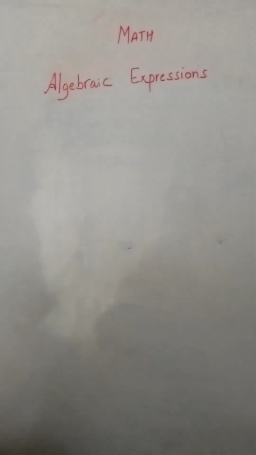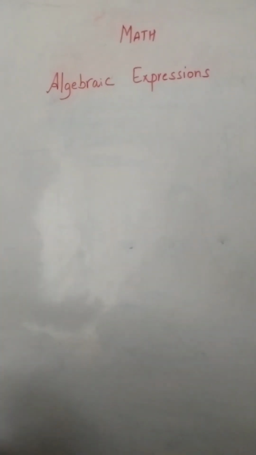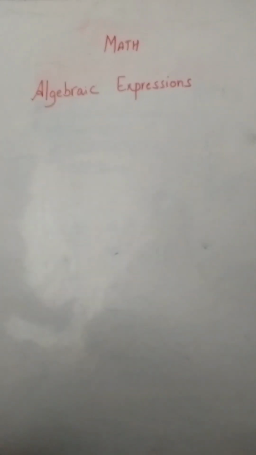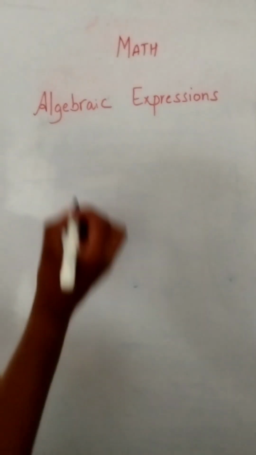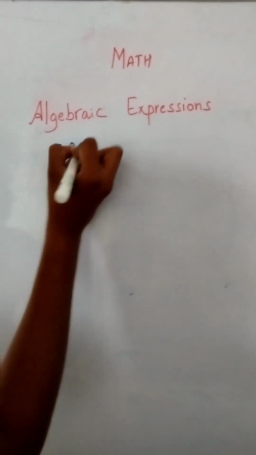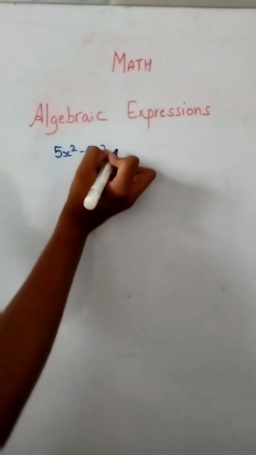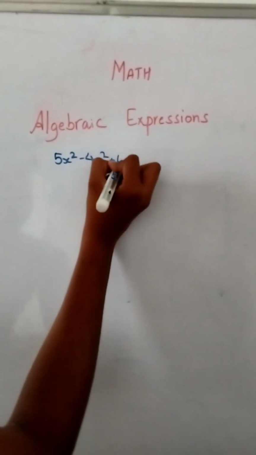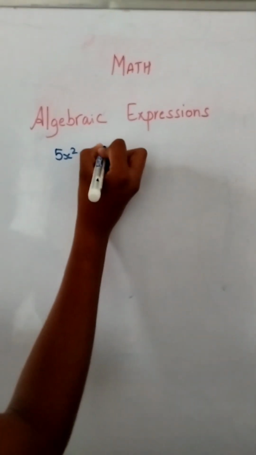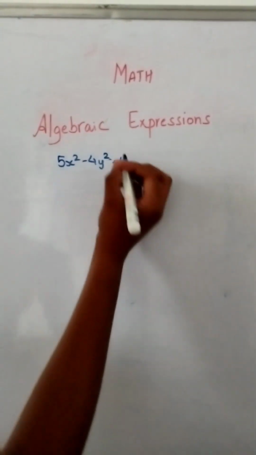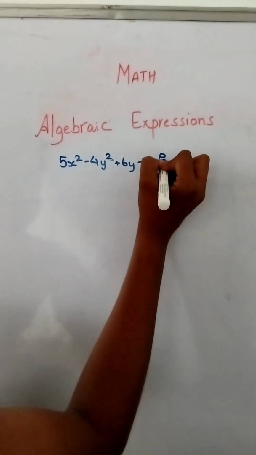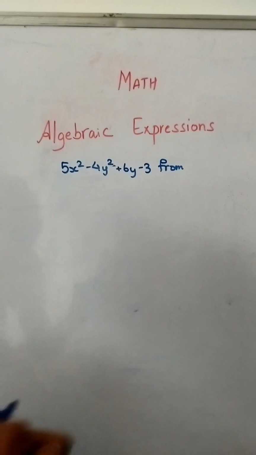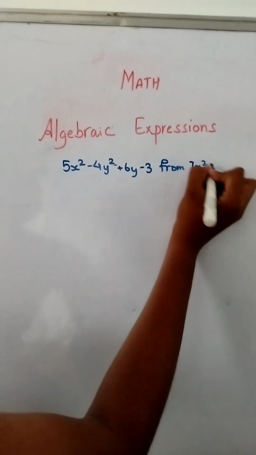Okay, so now that we've understood how to add two different algebraic expressions, let's go over to subtracting them. So let's take the example that they've given a question to you to subtract the following in such a way: 5x square minus 4y square plus 6y minus 3. So this is the first term they gave, and then they wrote from 7x square.